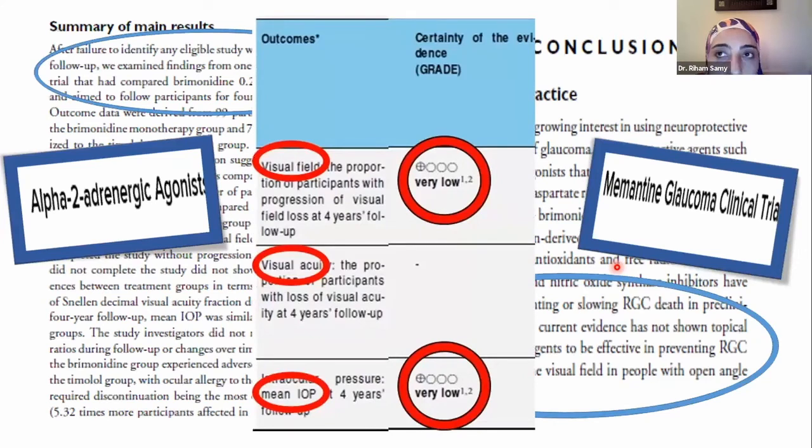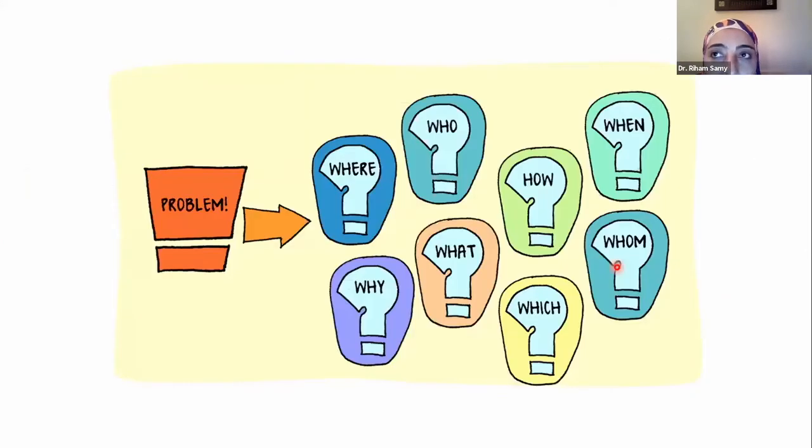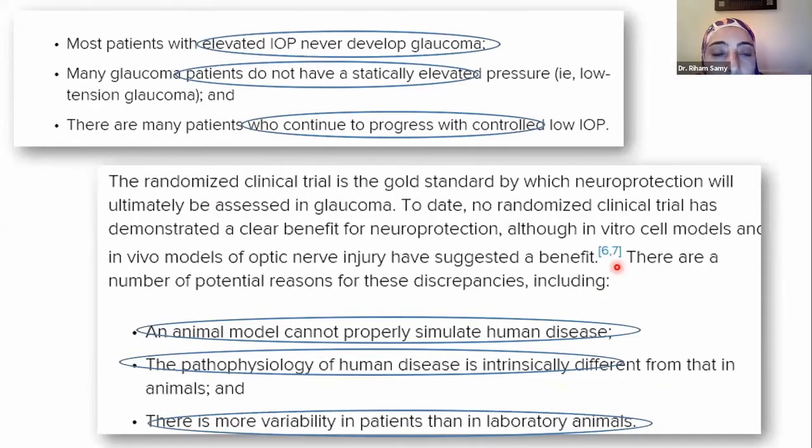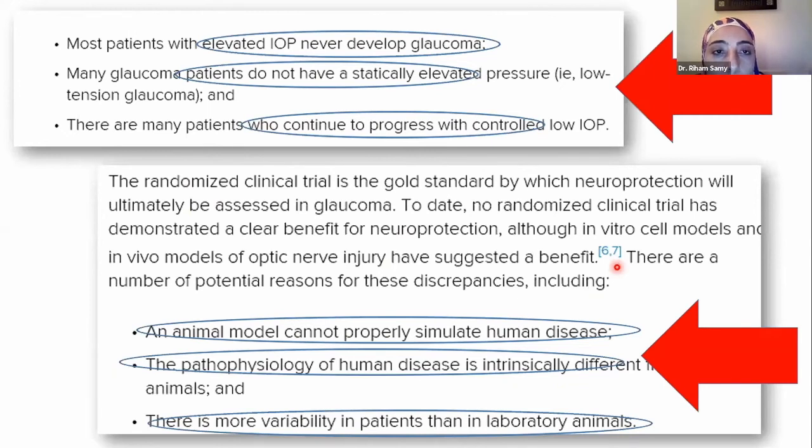Why is this so? Why is conducting a clinical trial for neuroprotection difficult? Simply because we are not answering our study question. We have some data: some patients with elevated pressure do not develop glaucoma, or on the opposite, low tension glaucoma, or some patients are progressing despite a controlled intraocular pressure. However, we have a discrepancy between what is found in vivo and in vitro studies. Also, we are monitoring our patients indirectly. We depend on visual fields and OCTs.